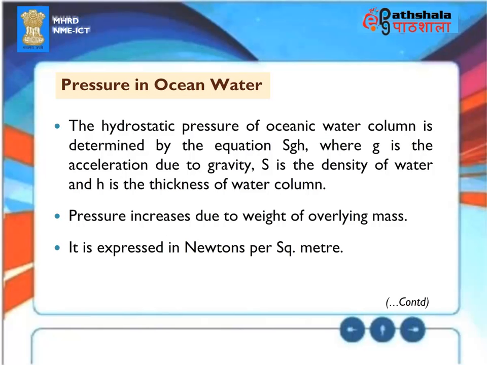Pressure in ocean water. The hydrostatic pressure of oceanic water column is determined by the equation SGH, where G is the acceleration due to gravity, S is the density of water, and H is the thickness of water column. Pressure increases due to weight of overlying mass. It is expressed in newtons per square meter.